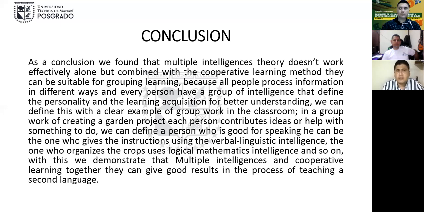We can define this with a clear example of group work. In the classroom, in a group work of creating a garden project, each person contributes ideas or helps with something to do. We can define a person who is good at speaking. He can be the one who gives the instructions using verbal-linguistic intelligence. And the one who organizes the crops uses logical-mathematical intelligence, and so on. With this, we demonstrate that multiple intelligences and cooperative learning together can give good results in the process of teaching a second language.